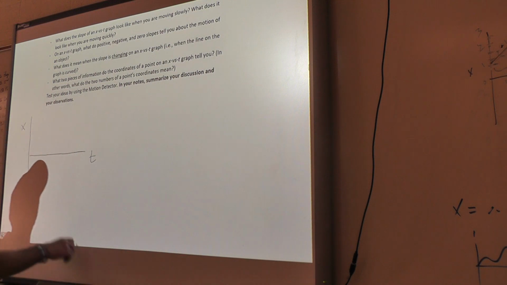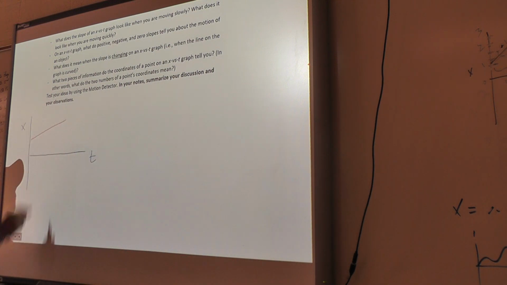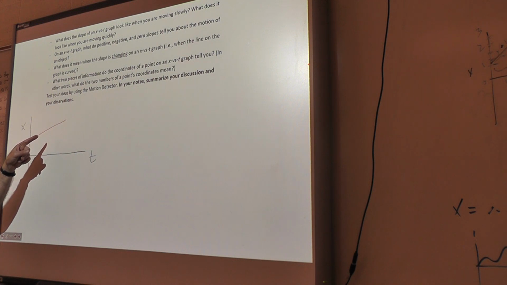And this is fun right off the bat because here's a line right there. Does that look like fast or slow motion to you? Anybody have a guess? Slow. Yeah, because it's not very steep, so we want this to be slow. And here's the thing. What is the definition of slow?